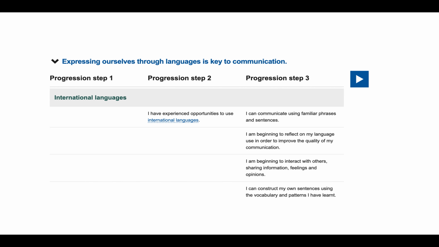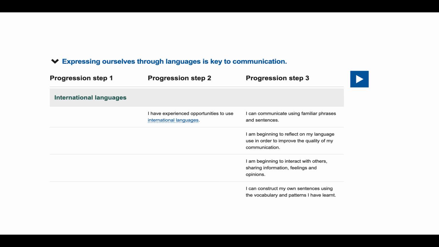I think it's important to remember, though, that the descriptions of learning don't give us all of the answers around how to sequence learning, and they may be things that we need to fill in based on our own professional understanding of how learners may progress from one progression step to the next.